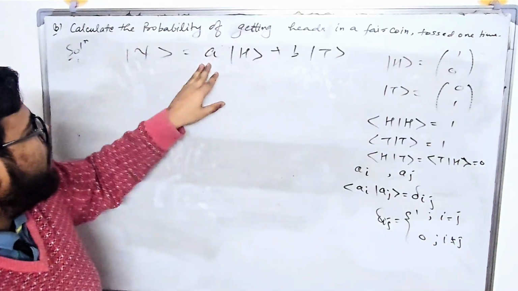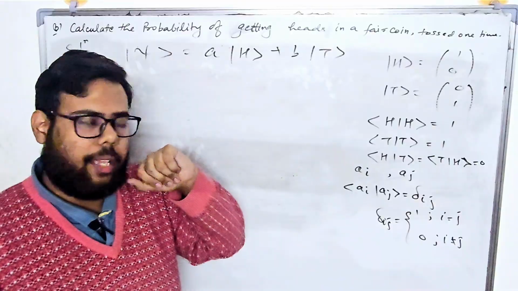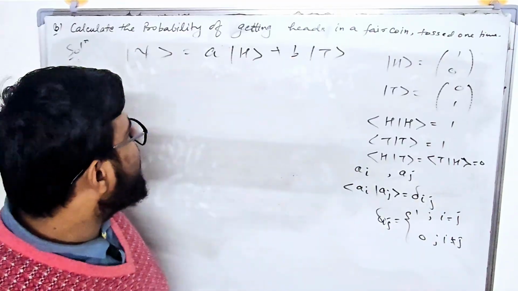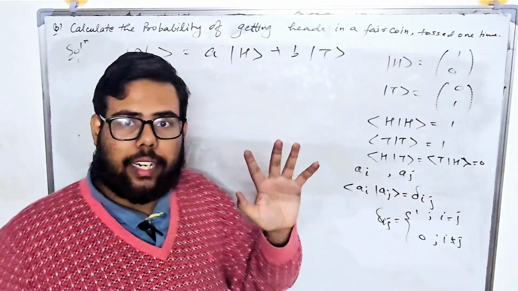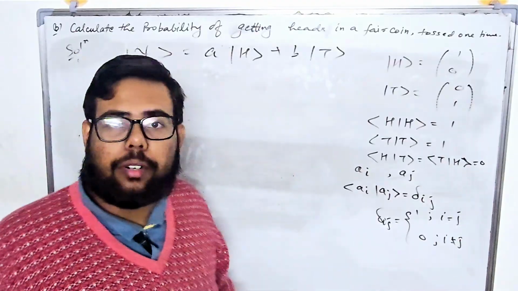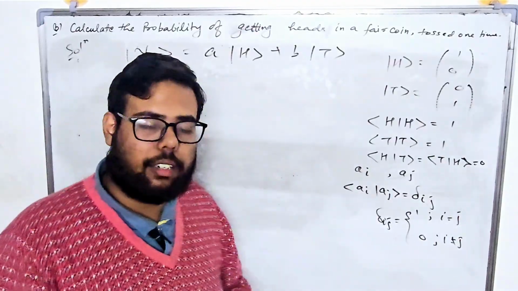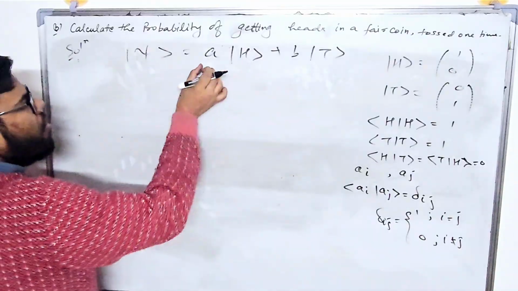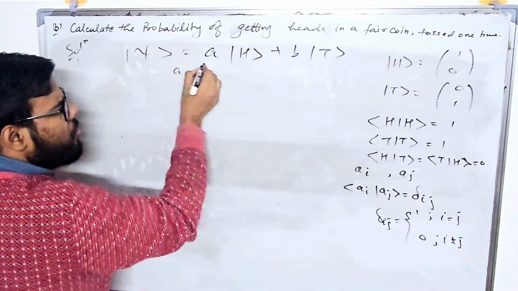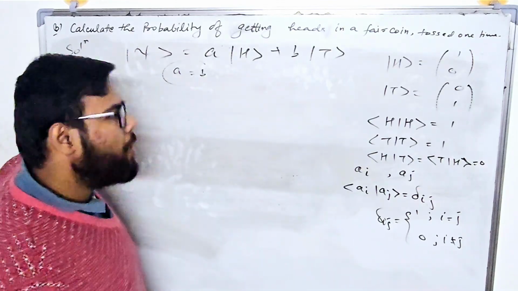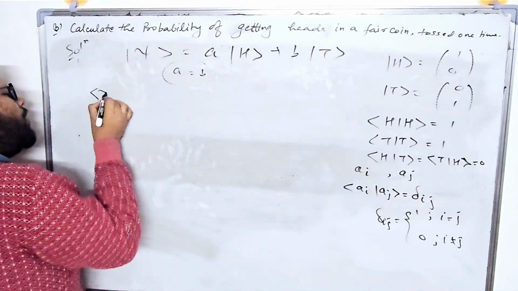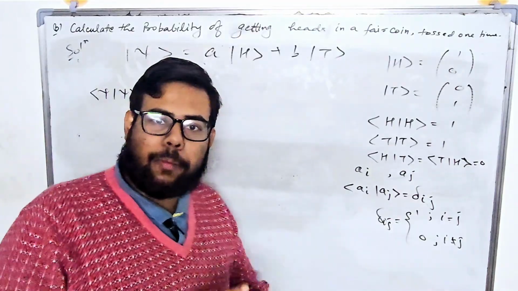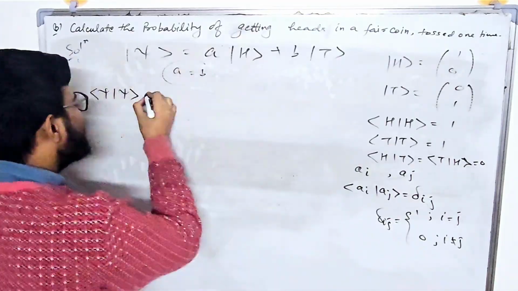Now first of all we have to evaluate a and b, right? Now since it's a fair coin, it means that a and b must be equal, right? Otherwise it won't be a fair coin, it will be a biased coin. Now how can we evaluate them? So we know one thing, that a is equal to b, right? That's what we know. So now we can use the inner product of psi with psi, and it must be equal to 1.